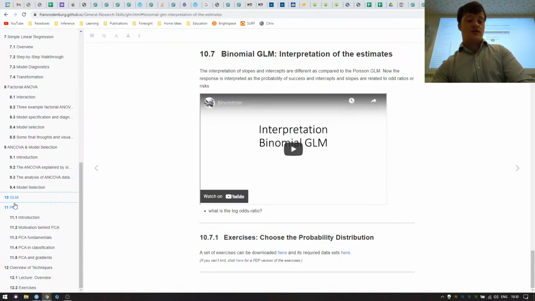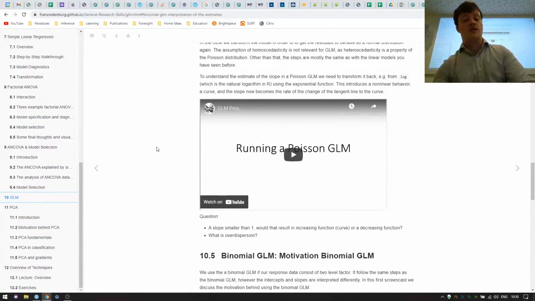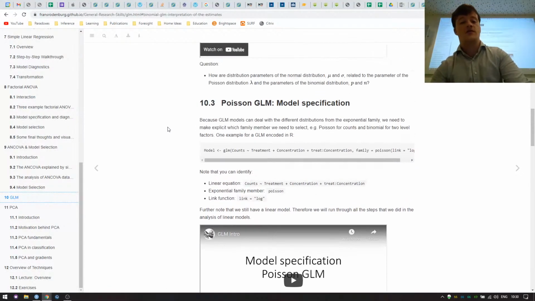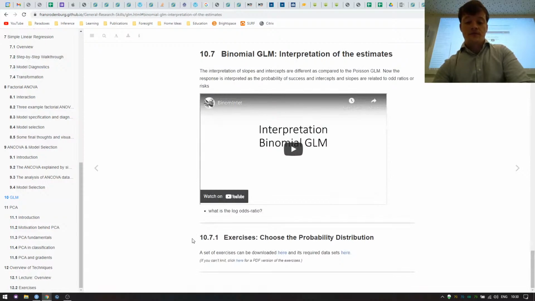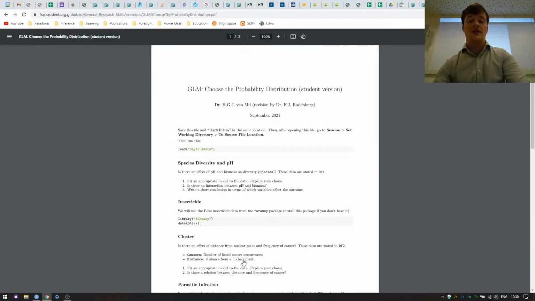Chapter 10 is called GLM. There are some videos here. They're from the course given in February, so you don't have to watch them, but of course you are free to. They're all the way at the end, 10.7.1. There are some exercises that are about: here is some data, fit a GLM. You know how to do it. Just GLM and specify the right family, and then it will work.